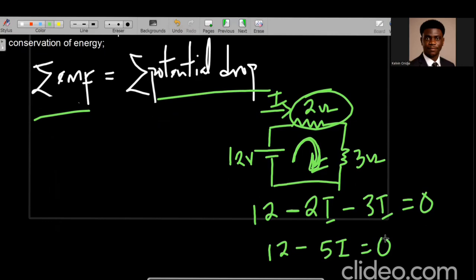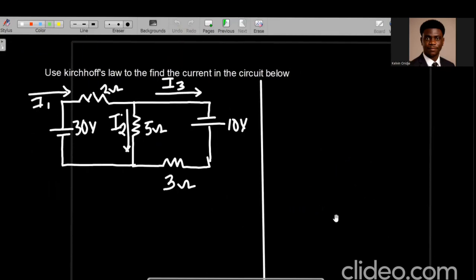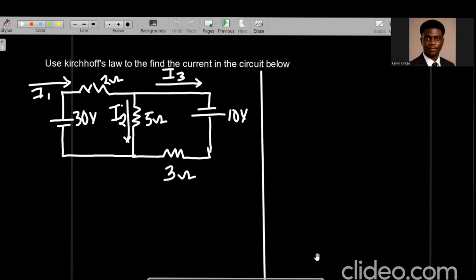So let's look at a simple problem. You can see this circuit. It says, use Kirchhoff's law to find the current in the circuit below. So for us to find the current in this circuit, first of all, once you see questions like this, you put a direction to the loop. This is loop 1, and this is loop 2. Secondly, look at the current.